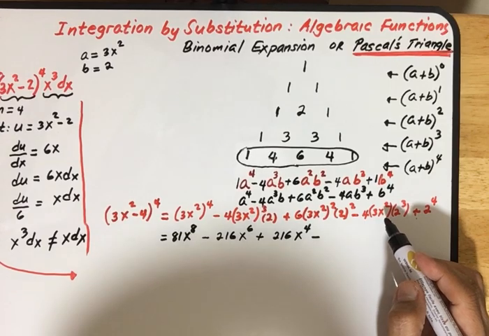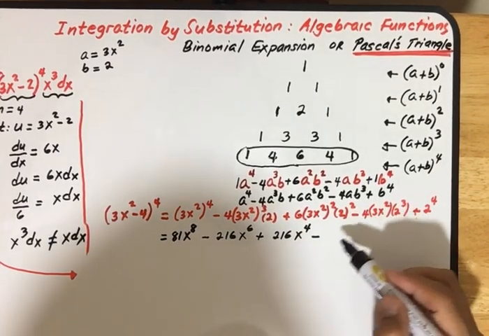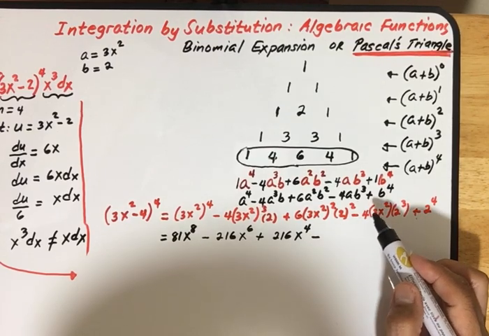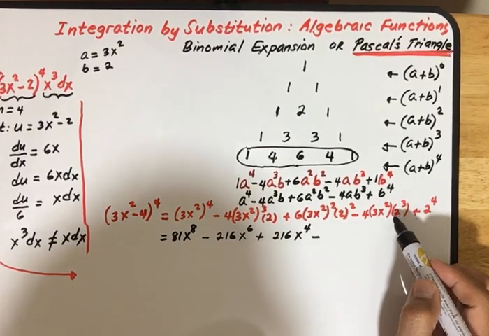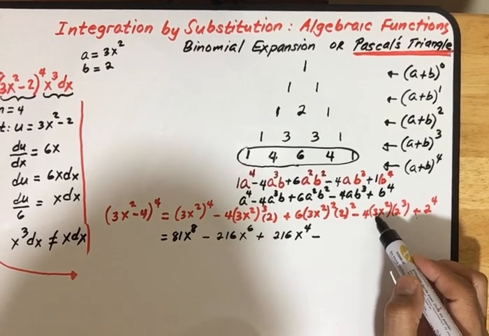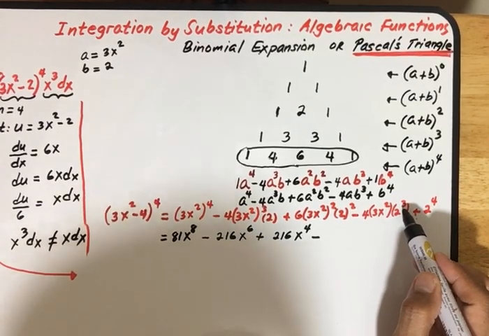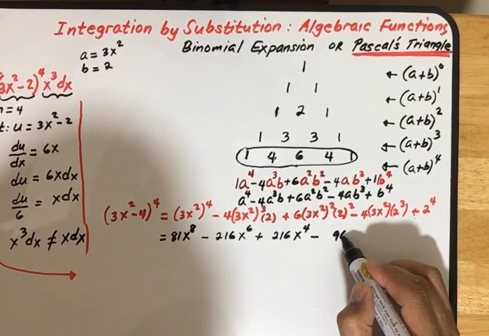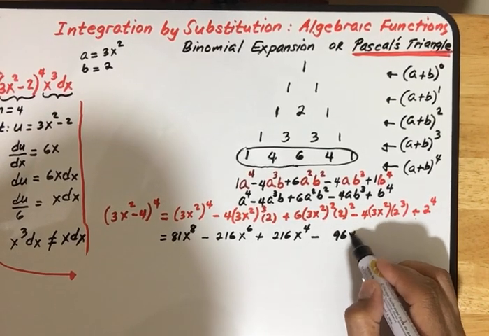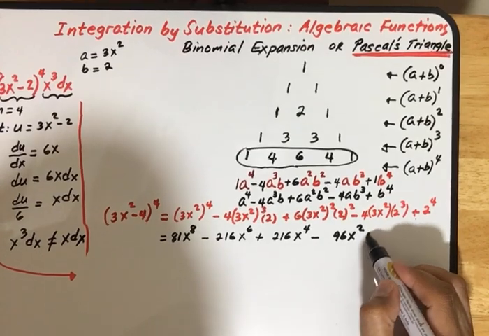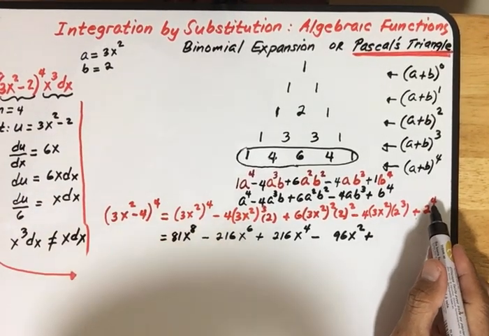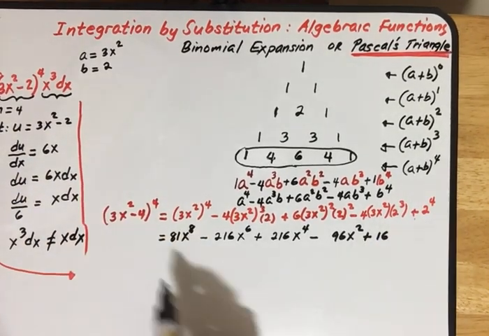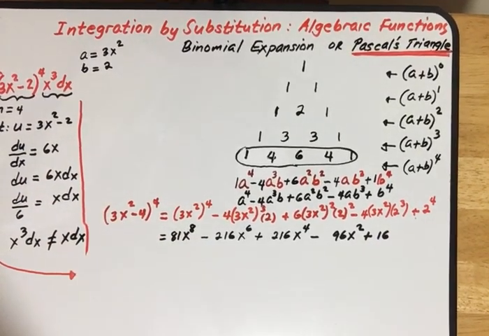Is it correct? Let me check. So 2 squared, okay, 216 is okay. Okay, so this is 4 times 3, 12. 12 times 8, so that is equal to 96. So 96 x to the power 2, then plus 2 to the power 4 is equal to 16. Okay, so this is the equivalent expansion of this.